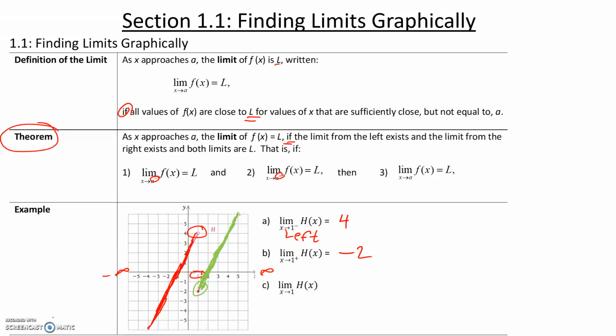Now does the limit exist as x approaches 1? Well, coming from the left, f of x approaches 4. Coming from the right, f of x approaches -2, or in this case, it's h of x. So therefore, the limit does not exist because this theorem says that as a function approaches a from the left and from the right, the limit should be the same. And it's not, therefore the limit doesn't exist.